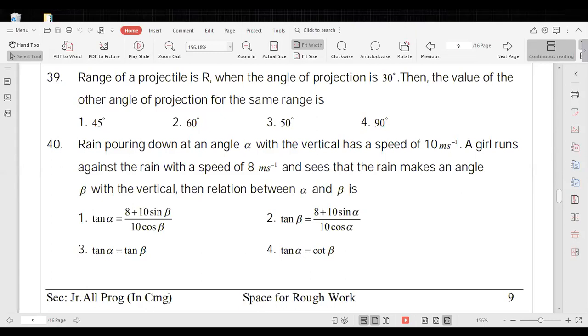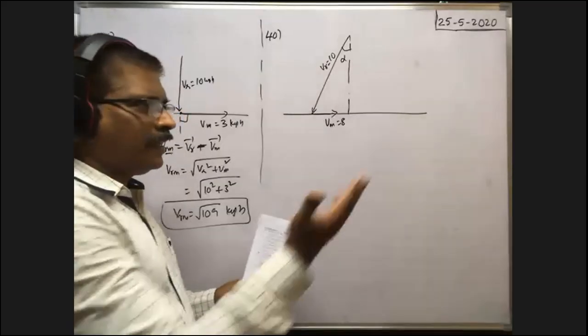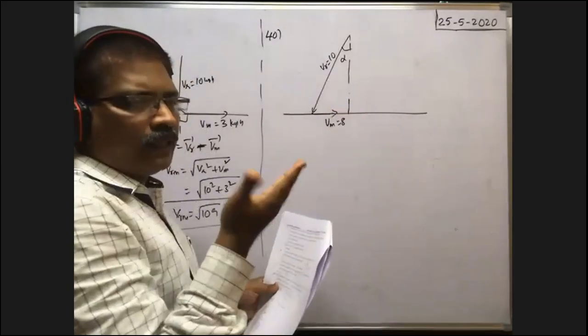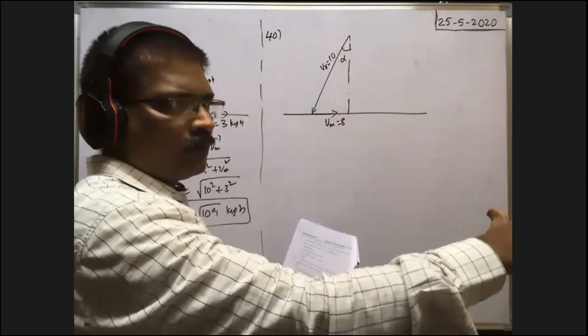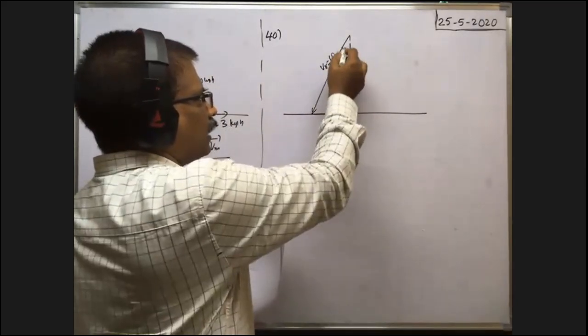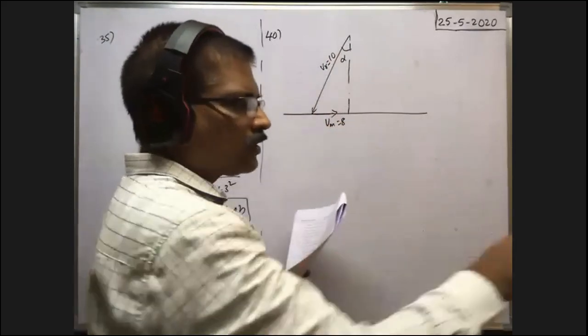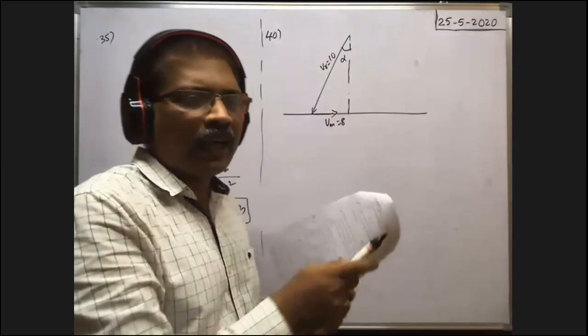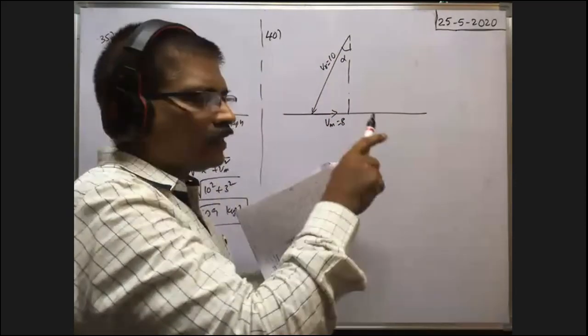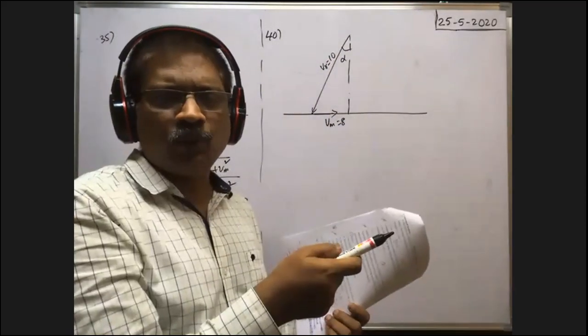And she sees that the rain makes an angle beta with the vertical. Now you see the board. Here rain is falling like this. The man is moving in this direction. Suppose the rain is falling at an angle 30 degree with vertical. We are moving opposite to the rain. Then shall we hold the umbrella at an angle 30 degree, or less than 30 degree, or greater than 30 degree to protect our body from rain?